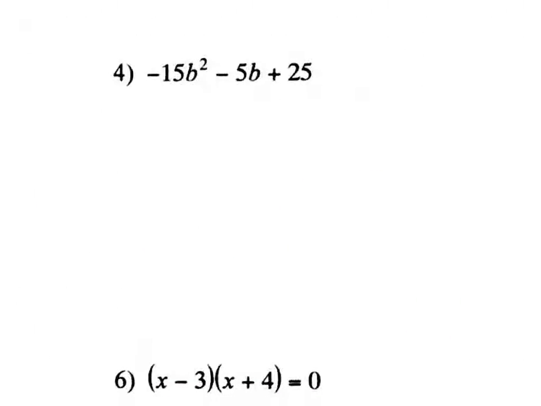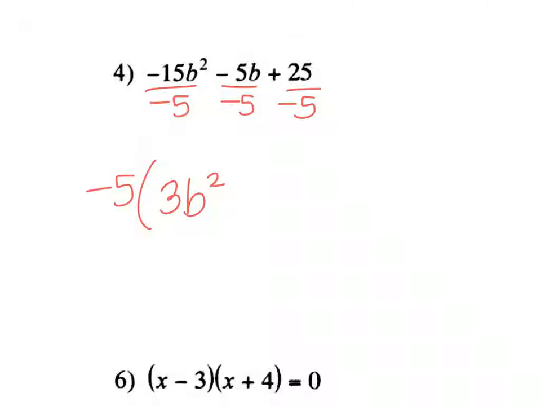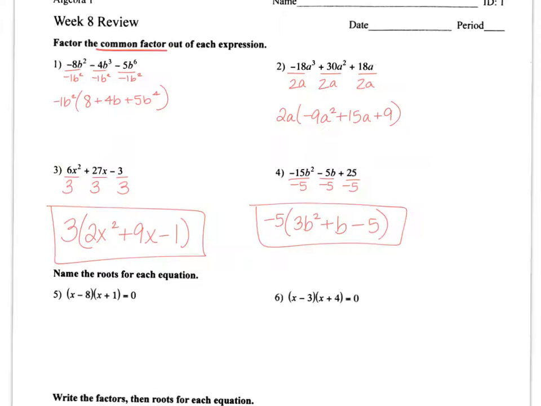Last one up here at the top is going to be, it looks like I can divide by 5, or I'm actually going to do -5 since 2 of these are negative, specifically the first number, so -5, 3b squared plus b minus 5. So the whole first set is done.